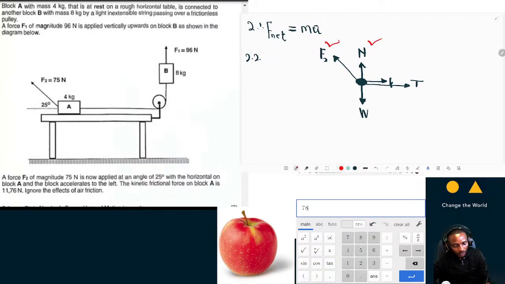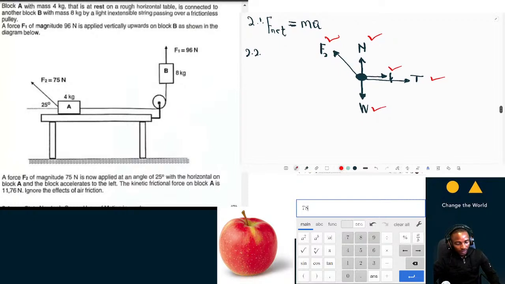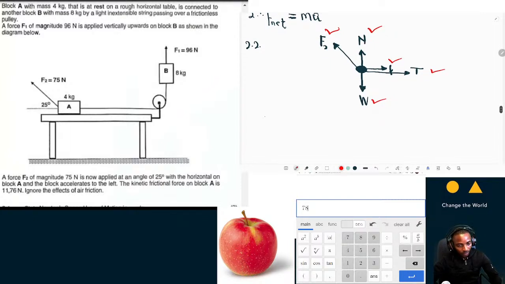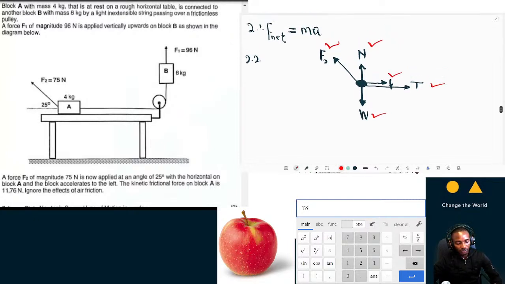1 mark, 2 marks, 3 marks, 4 marks, 5 marks. Okay. Then we should also draw another free body diagram. Even though we are not asked to do that, we should also draw the free body diagram for the second block. So the second block, before we even draw the second free body diagram for the second object.